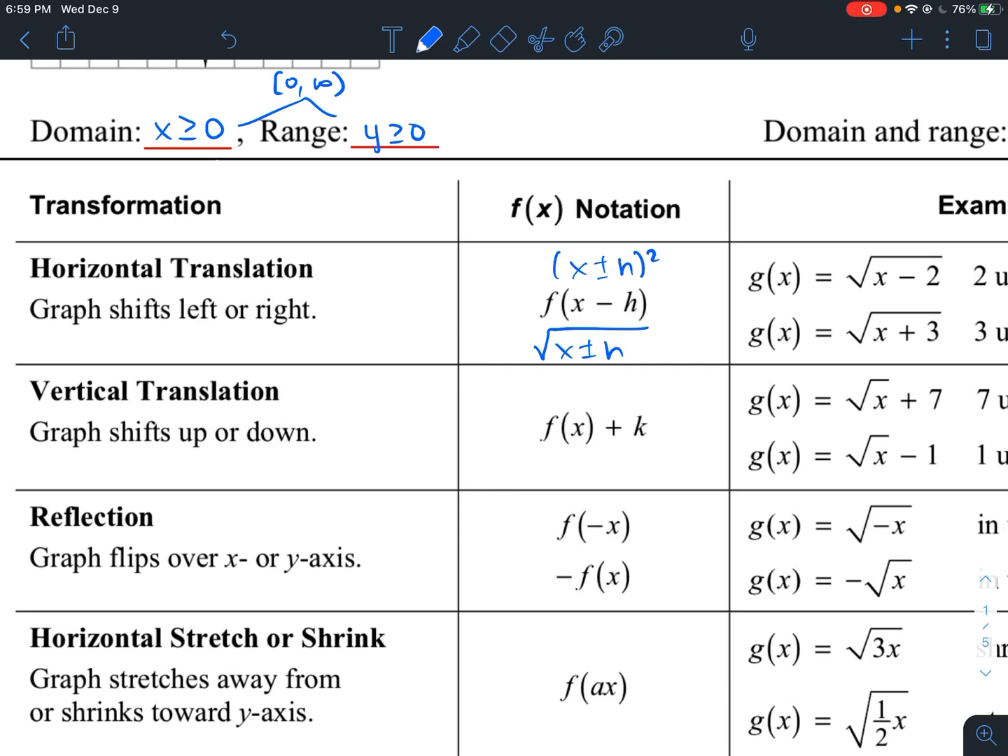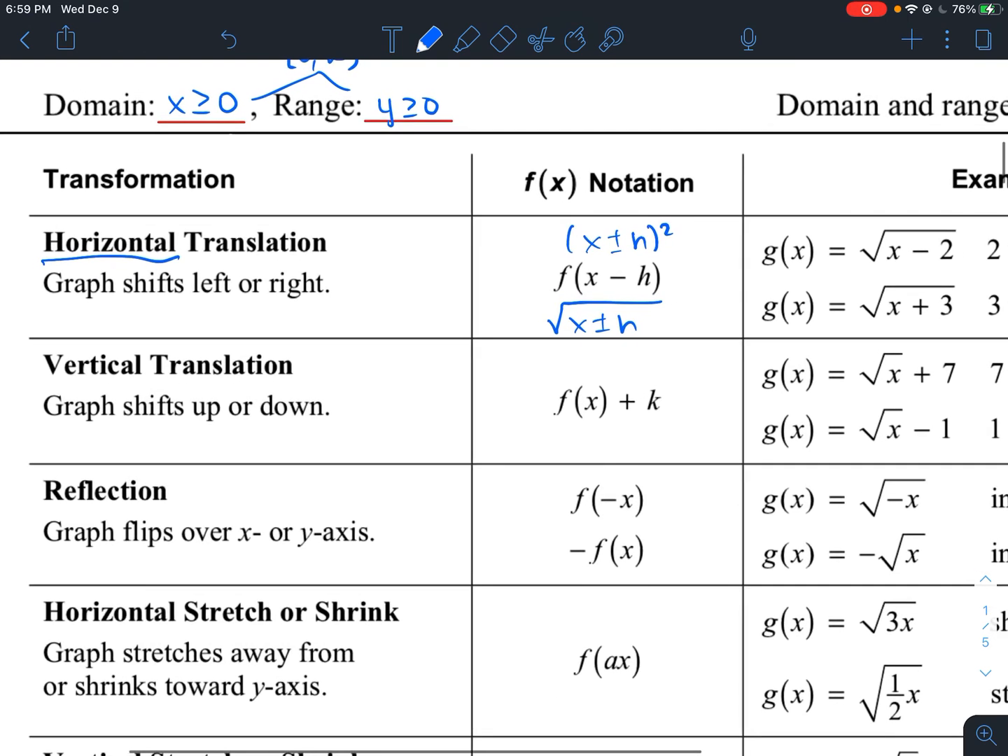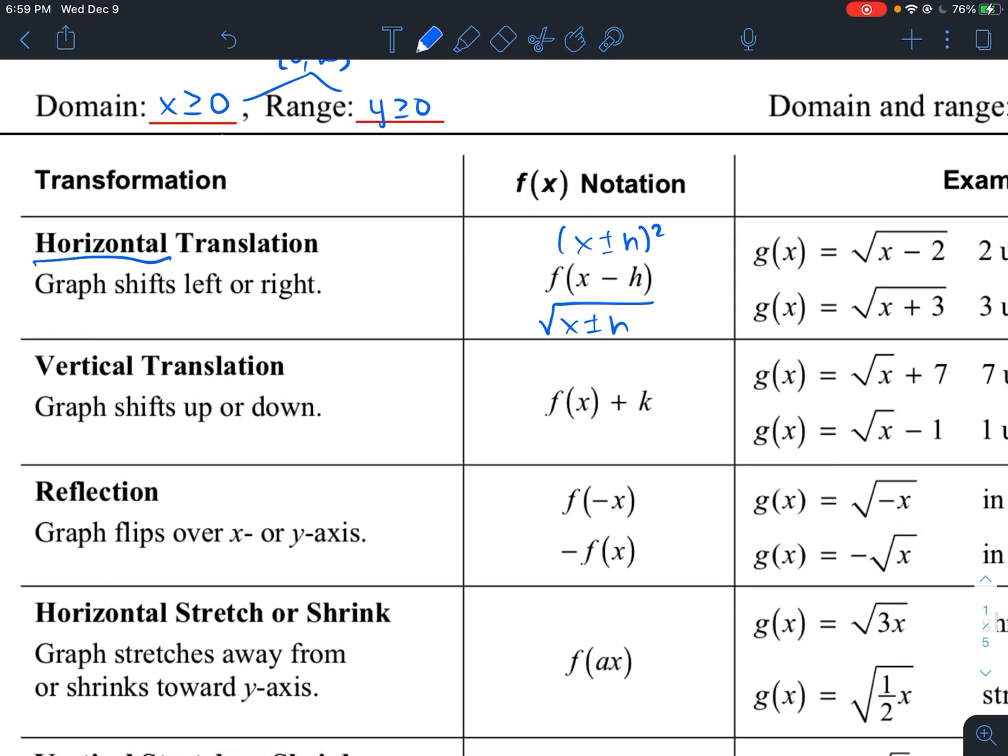And if it's underneath the radical, it's going to be a horizontal transformation. Now compare that with a vertical transformation, like a vertical translation. Usually you would see for polynomials something like x squared plus or minus k. With a radical, it would look more like the square root of x plus or minus k. So again, addition and subtraction is taking place outside of the radical, not inside.